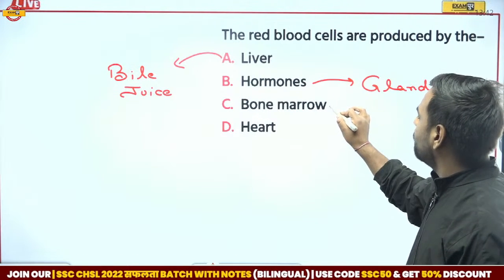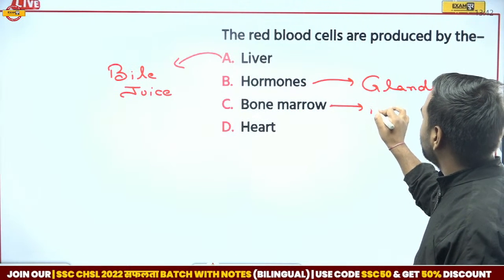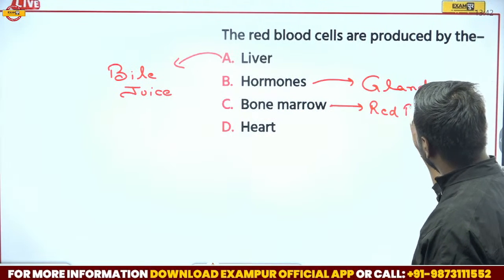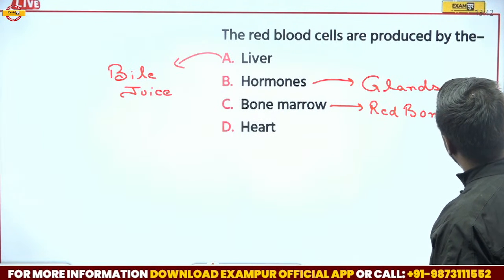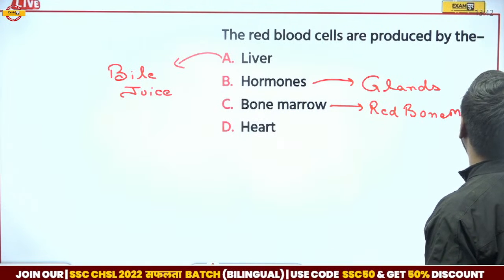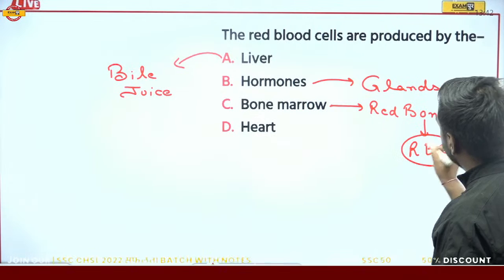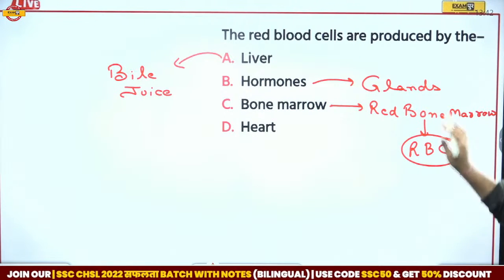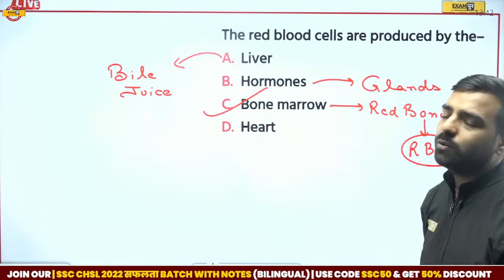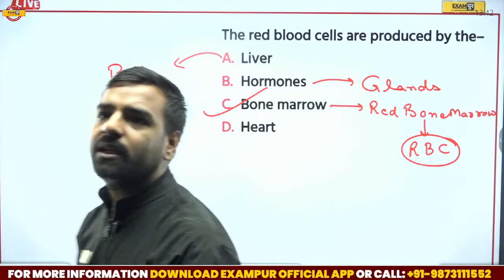But if I talk about bone marrow, then the red bone marrow is actually helping us in releasing RBCs, that is red blood cells. So red blood cells are produced by bone marrow, that is red bone marrow, and hence bone marrow is going to be the correct answer.